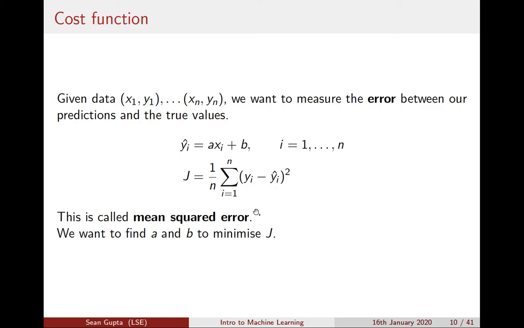Now you can measure the difference between the true value yi and the predicted value yi hat. You can take the difference, square it. This is the squared error for a single training example. And then take the average over all of the training examples, over all of your data points. We call this the mean squared error. Now the idea is that we want to find numbers a and b that minimize this expression here, because then we will have minimized the error between the predictions and the true values.